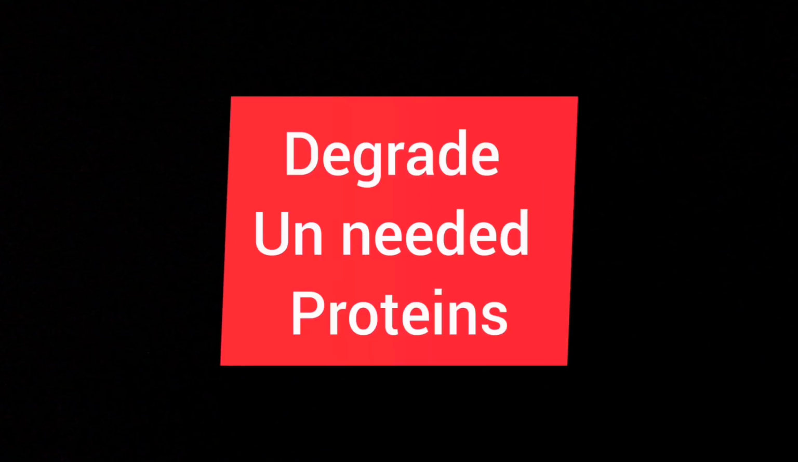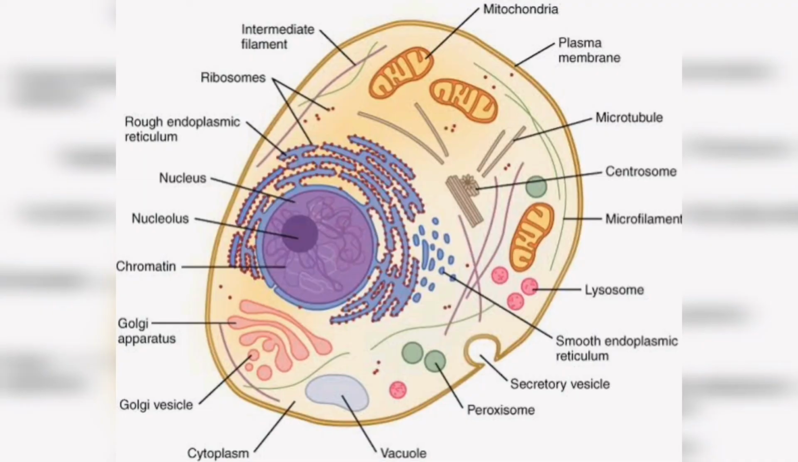Next cell organelle is proteasome. It is a tiny barrel-shaped structure containing another enzyme, that is proteases. That is a proteolytic enzyme. It degrades unneeded, damaged or faulty proteins by cutting them into small peptides. That is its function. So those are the cell organelles seen in the cytoplasm.